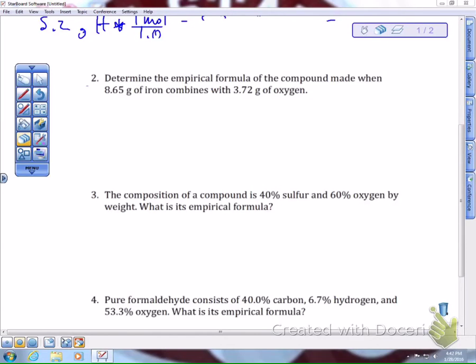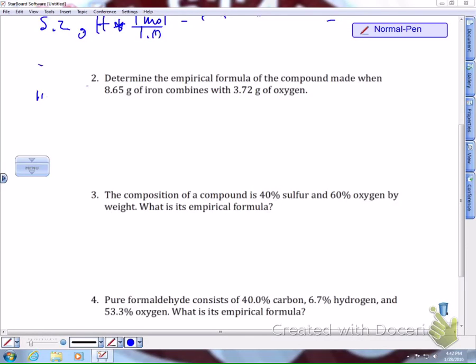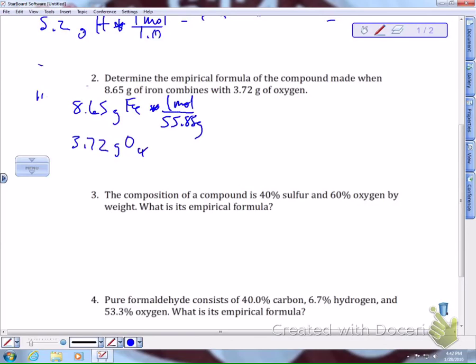Another real brief difference in number 2 is that we don't have any percents this time. So I don't have to do that initial step of assuming 100 grams. I already have grams. So for this problem, I'm just going to start with my grams of iron and my grams of oxygen, and I'm going to convert those straight away to moles. So iron is 1 mole over 55.85 grams, and then oxygen is still 16.